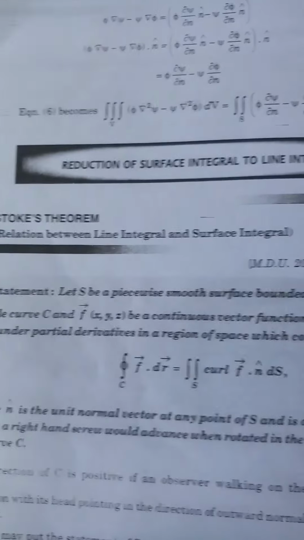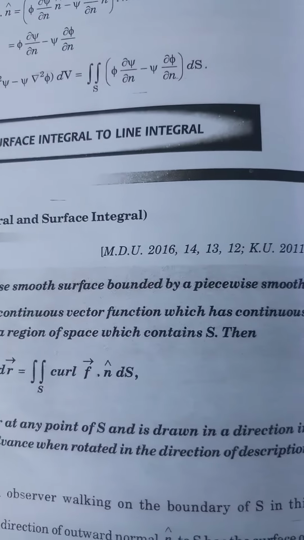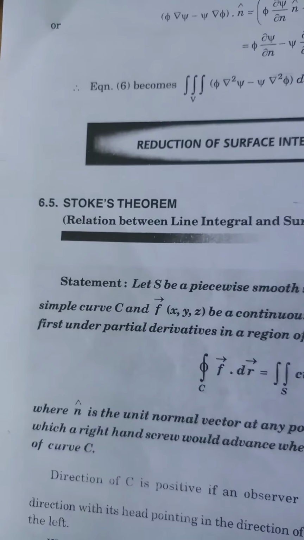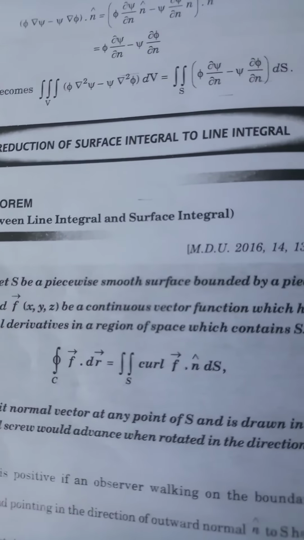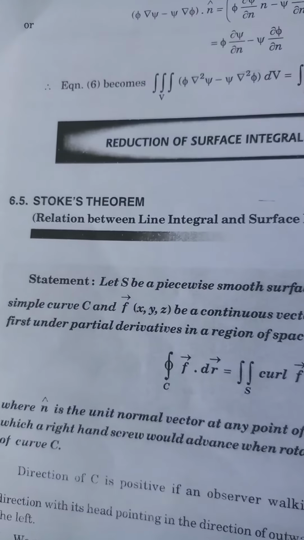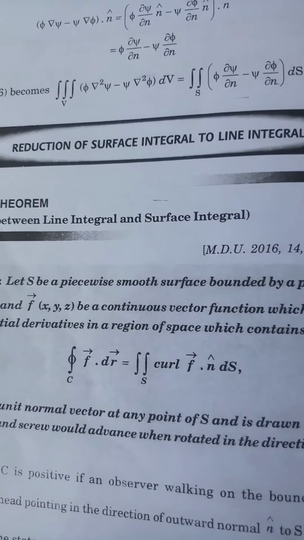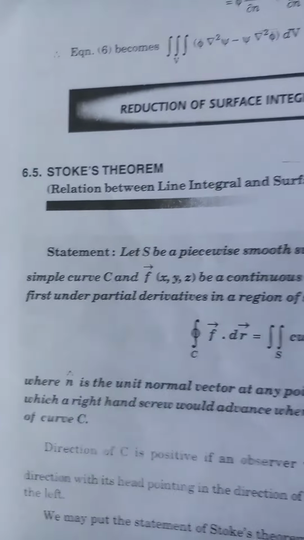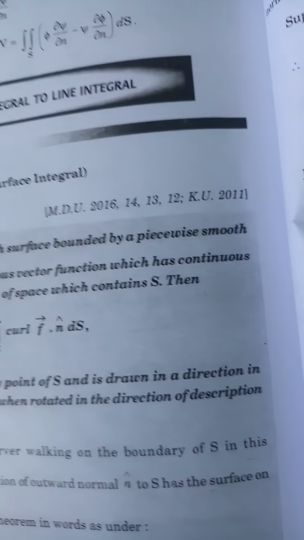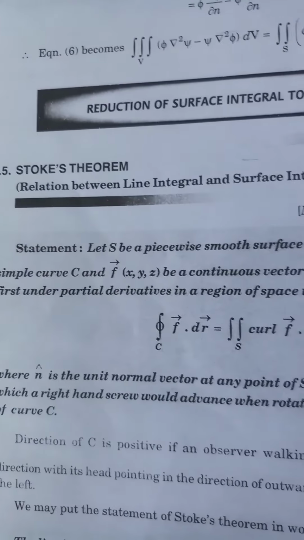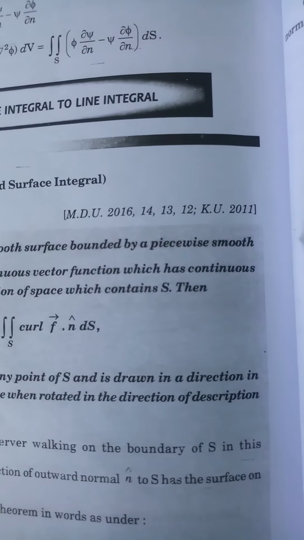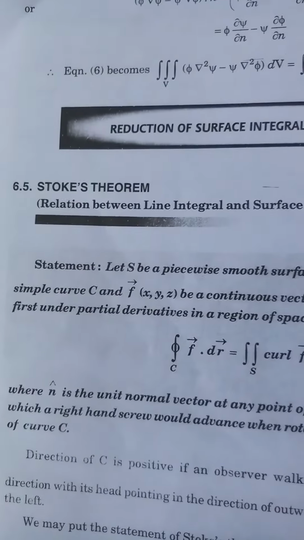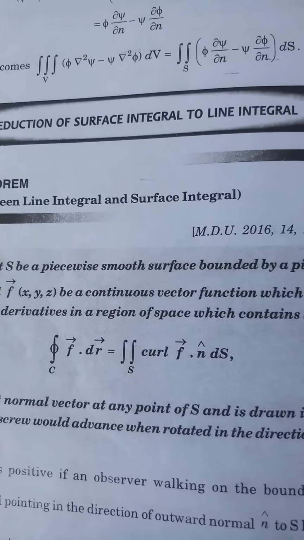The statement is: let S be a piecewise smooth surface bounded by a piecewise smooth single curve C, and f(x,y,z) be a continuous vector function which has continuous first order partial derivatives in a region of space which contains S. Then integral over C of f dot dr is equal to double integral over S of curl f dot n ds, where n cap is the unit normal vector at any point of S and is drawn in a direction in which a right hand screw would advance when rotated in the direction of description of curve C. This is the Stokes theorem.